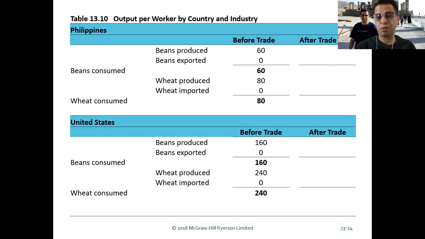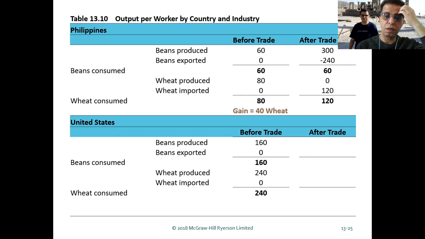But let's see what happens if they specialize in the trade. In this case, the Philippines will end up producing only beans, which is 300 based on the assumption that we took in the previous two slides. And the beans exported are 240 because all they need is 60. So the excess, they can export. On the other hand, because they're not producing wheat, they have to end up importing wheat from, say, USA.